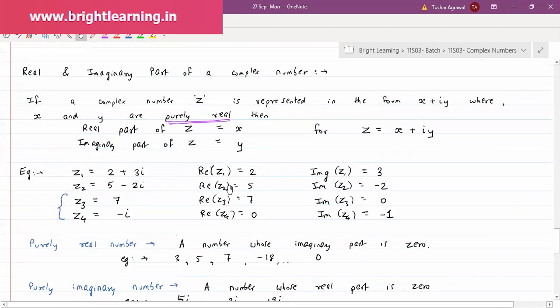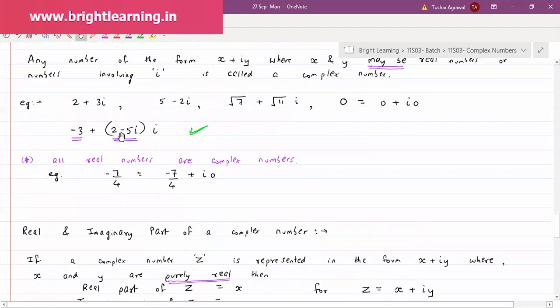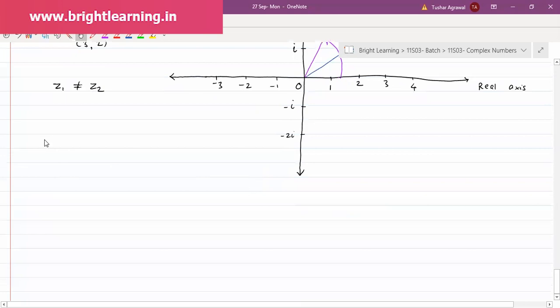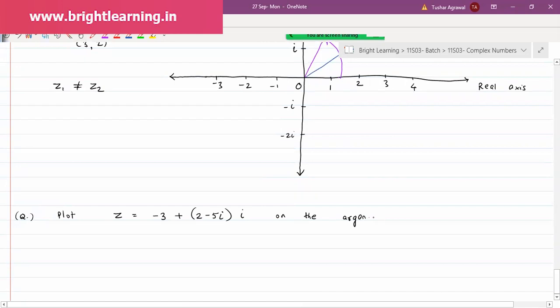Now coming to this question. Let's say I give you this question: plot z is equal to negative 3 plus (2 minus 5i) times i on the Argand plane. In order to plot this point, what will you have to do?